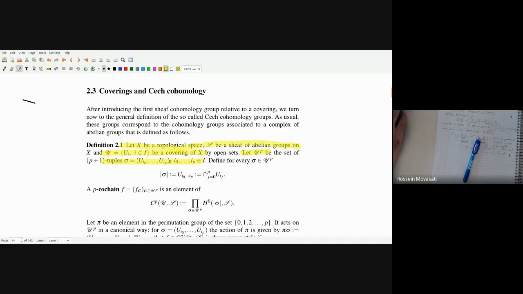And we are not really interested in the P-tuples of open sets, but actually we are interested in the intersection of these P plus 1 sets. So let's define this support of sigma, which we denote also by U_{i0...ip}. It is just the intersection of all the open sets.